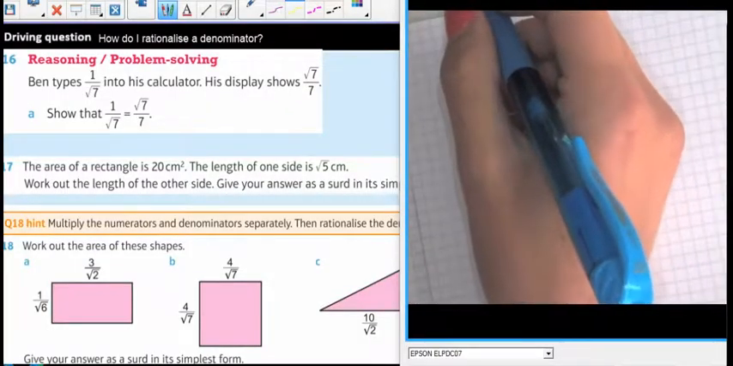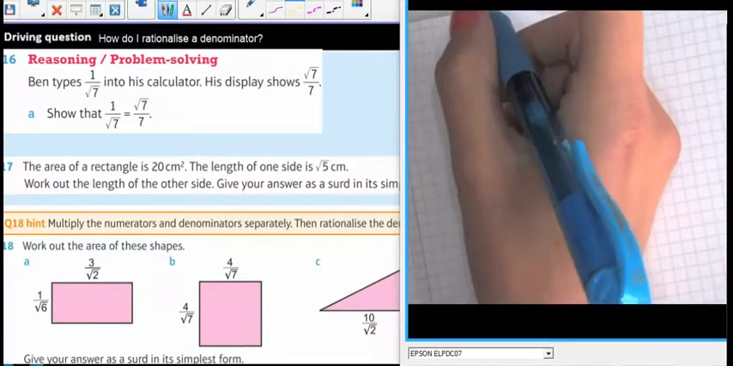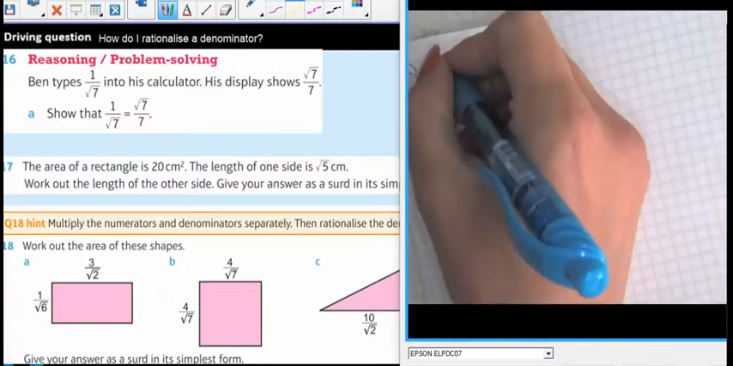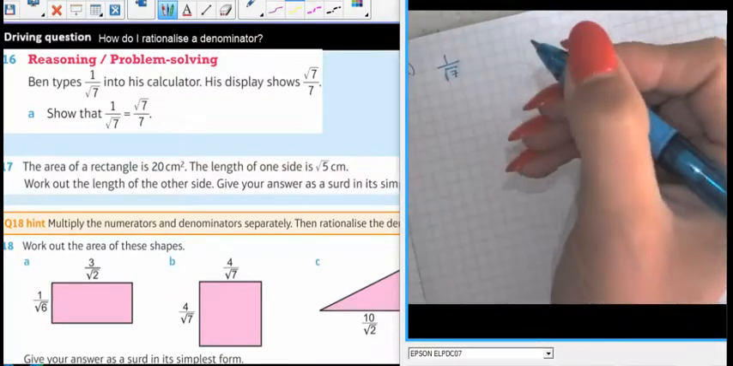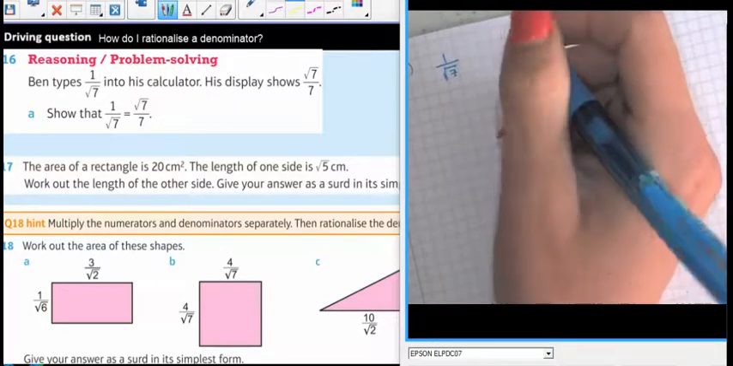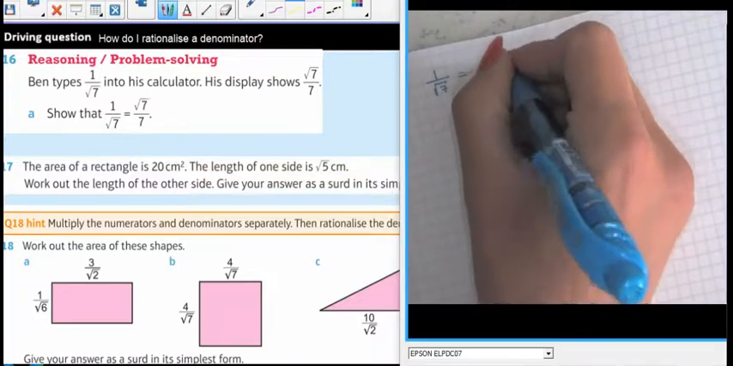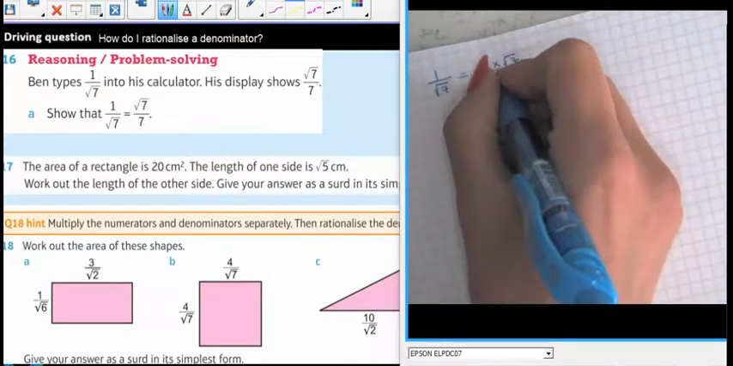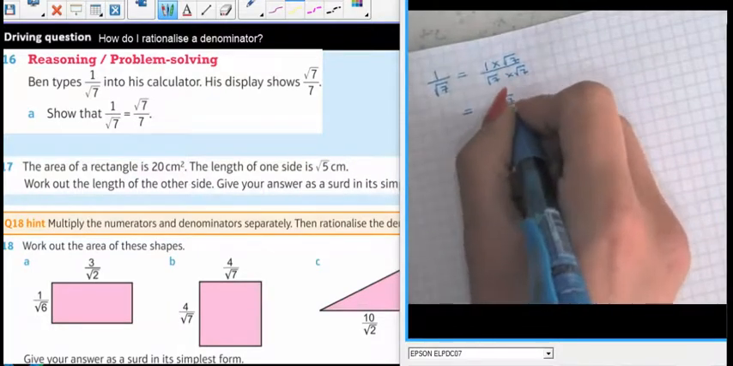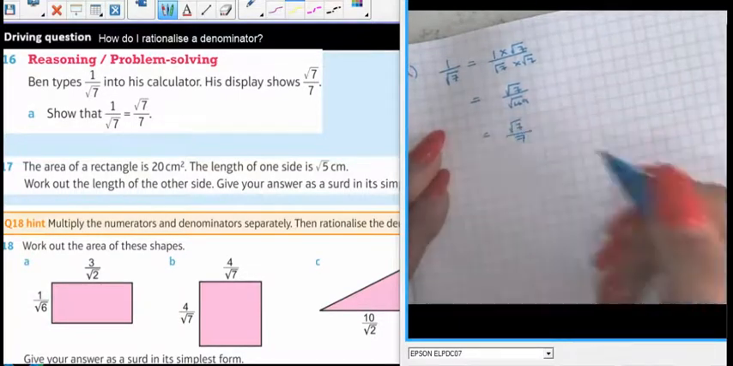Okay, first of all, a reasoning problem-solving question. Ben types 1 over root 7 into his calculator. His display shows root 7 over 7. Show that 1 over root 7 equals root 7 over 7. This is a show that question. So any show that question, if in doubt, do more working out than you need to. You need to be really clear and not miss any steps out. So that's the same as 1 multiplied by root 7 over root 7 multiplied by root 7, which is the same as root 7 over root 49, which is the same as root 7 over 7.